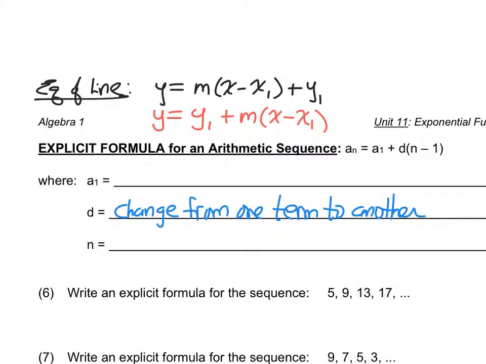So n is taking the place of x. x talks about how far you're going out on the x-axis, but I equated it to the n values on the previous page. Those n values are talking about the term within the sequence. So n is really talking about position or term in the sequence.